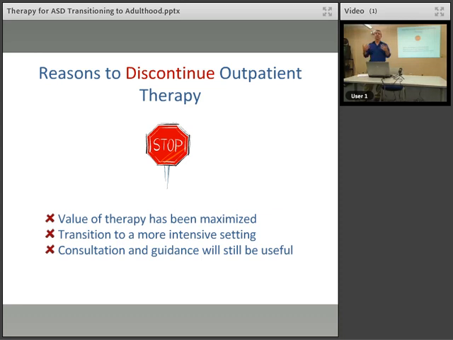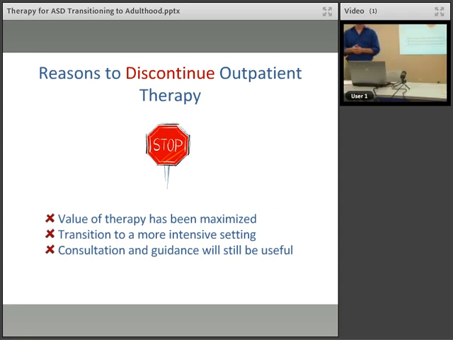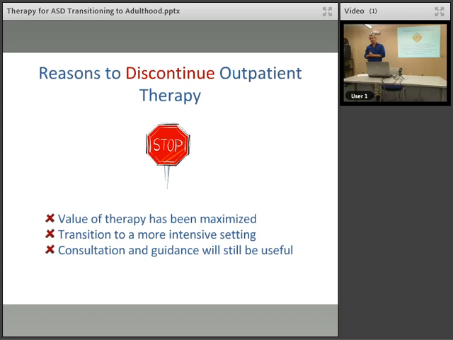We do a lot of work with these sorts of things, and we're generally able to consult effectively with people like psychiatrists and neurologists and things like that, where it would still be useful to have some involvement. So, reasons to continue with therapy.